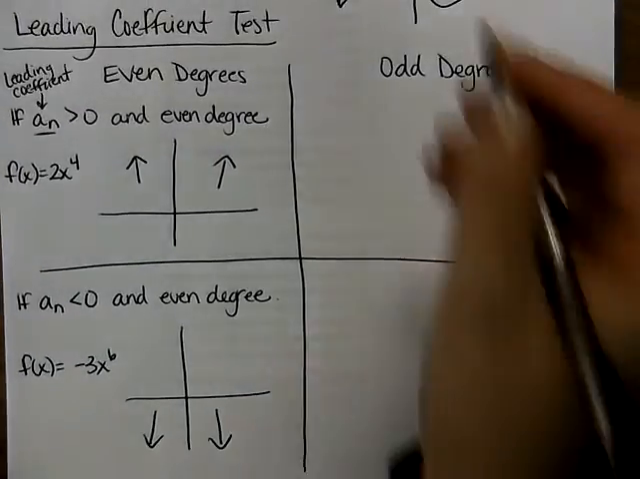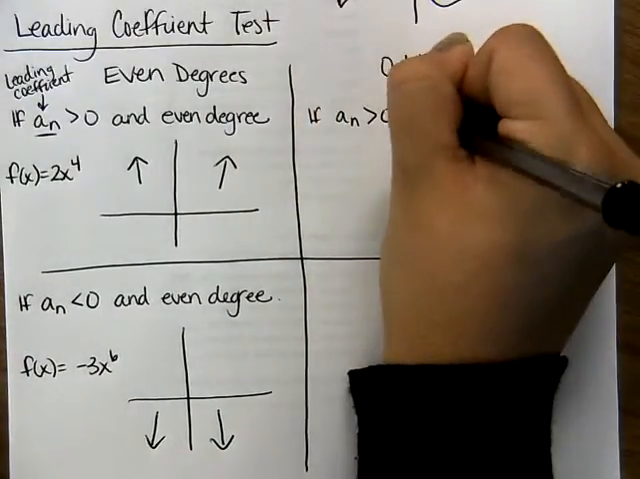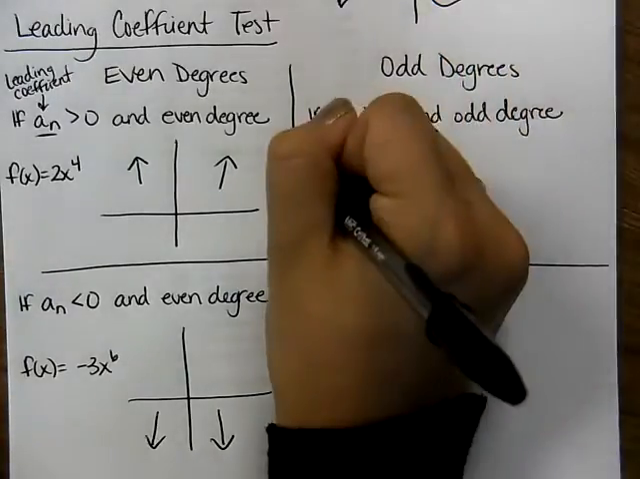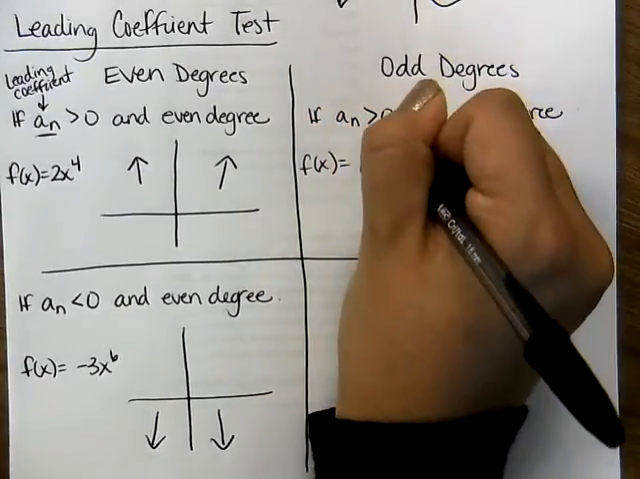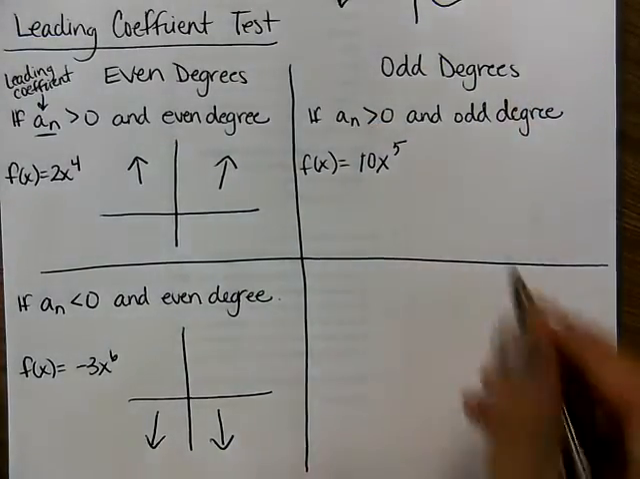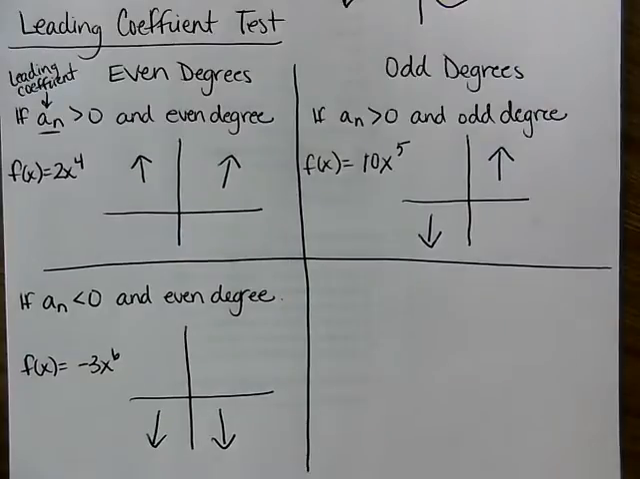Okay? So let's go over here to the odd degrees. If a sub n is greater than 0 and it has an odd degree, for example, if you have f of x equals, let's say, 10x to the 5th. Okay, we have a positive coefficient and we have an odd degree power, then that means that it's going to rise to the right and fall to the left. You're really just trying to determine the pattern of the graph. So what we're going to do today is graphing, a ton of graphing, and we're going to graph by hand, which means that the 2-1 to 2-2 quiz is without a graphing calculator.